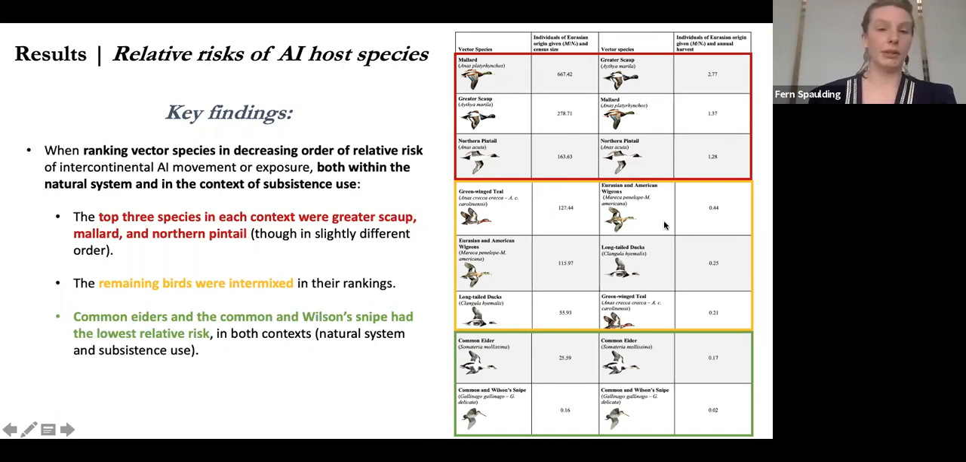The remaining birds were mixed in their rankings. And finally, common eiders and common Wilson snipe had the lowest relative risks and were equivalently ranked in each of these comparisons.